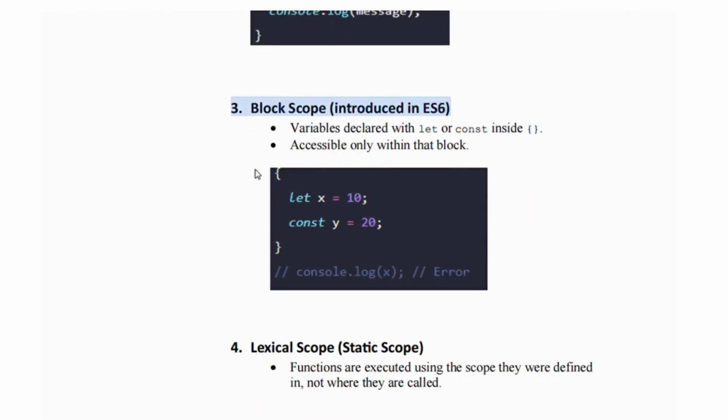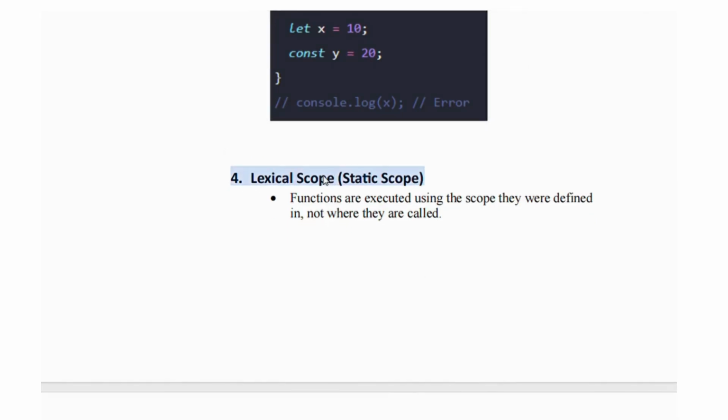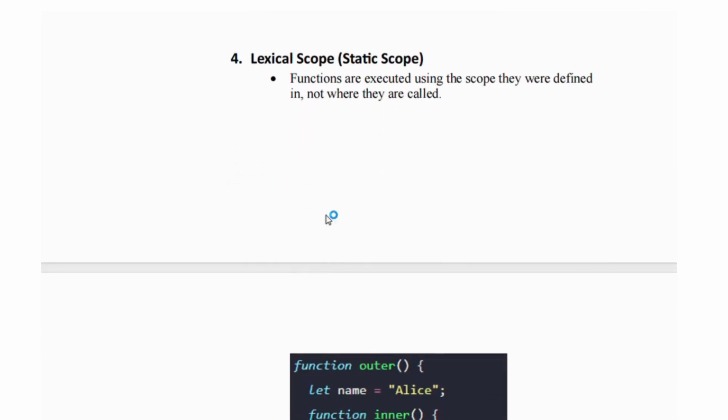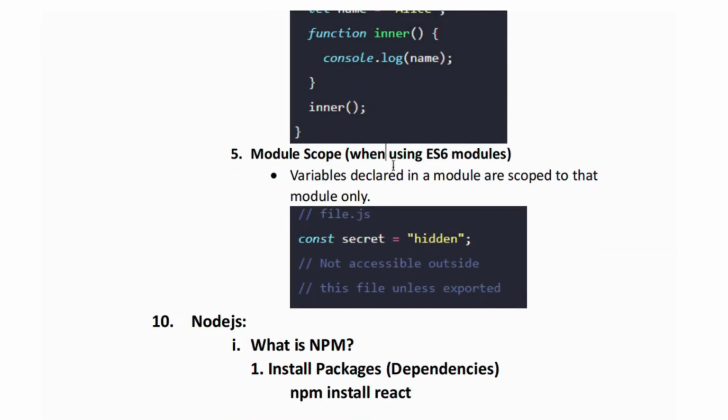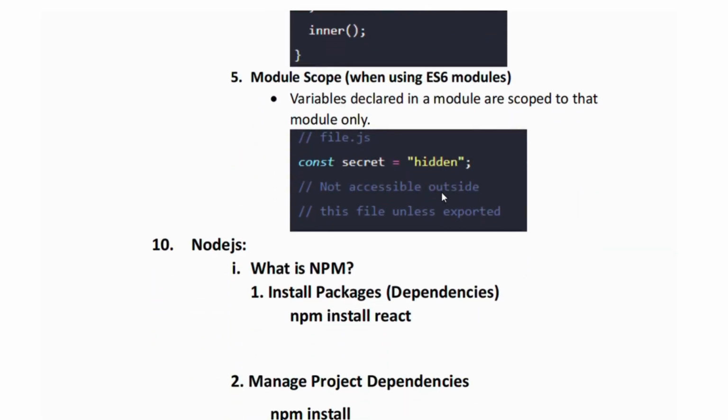Now come to the block scope. This is the syntax of the block scope. Next, lexical scope, which is also known as static scope. This is the syntax of static scope. Now come to the module scope. With module scope, when using ES6 modules, this is the syntax of module scope.